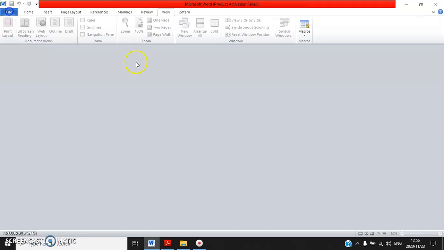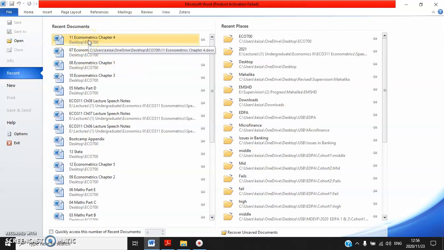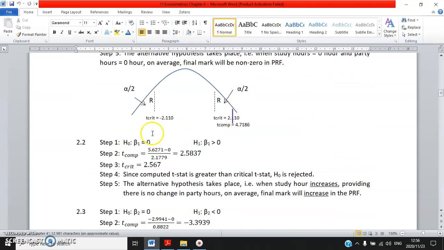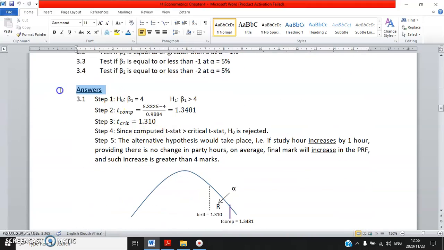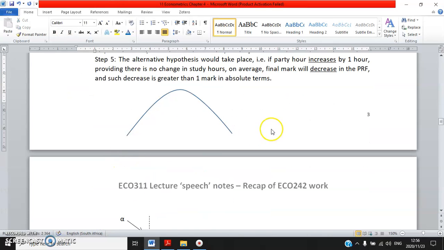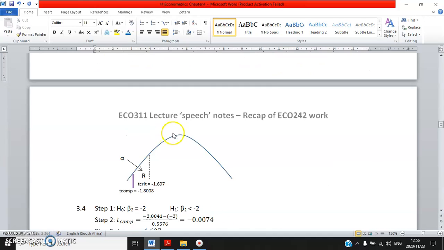Oh, why did I close the file? Sorry. Okay. We actually need this study guide. Sorry. Why did I close the file? Okay. So, okay, what's going on here?